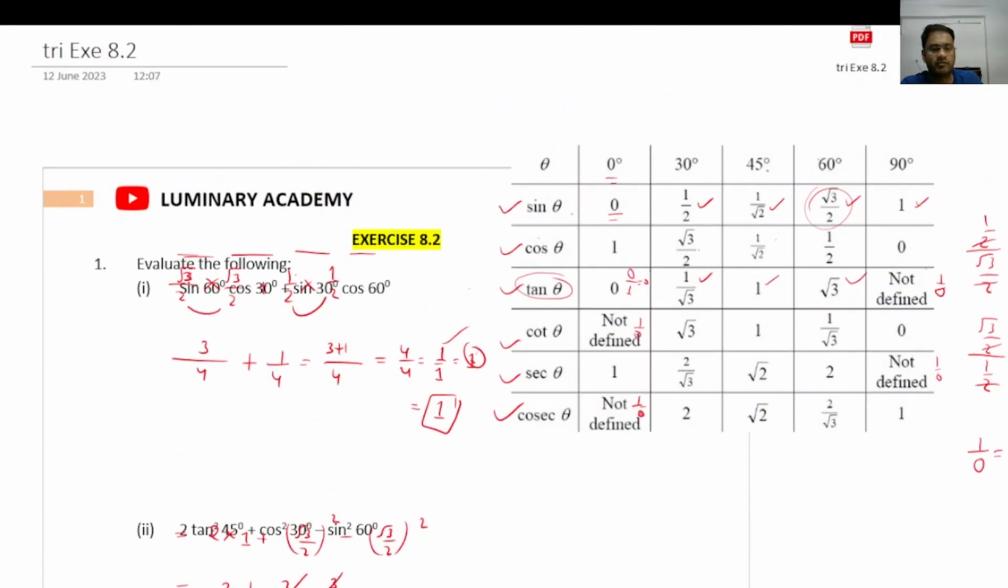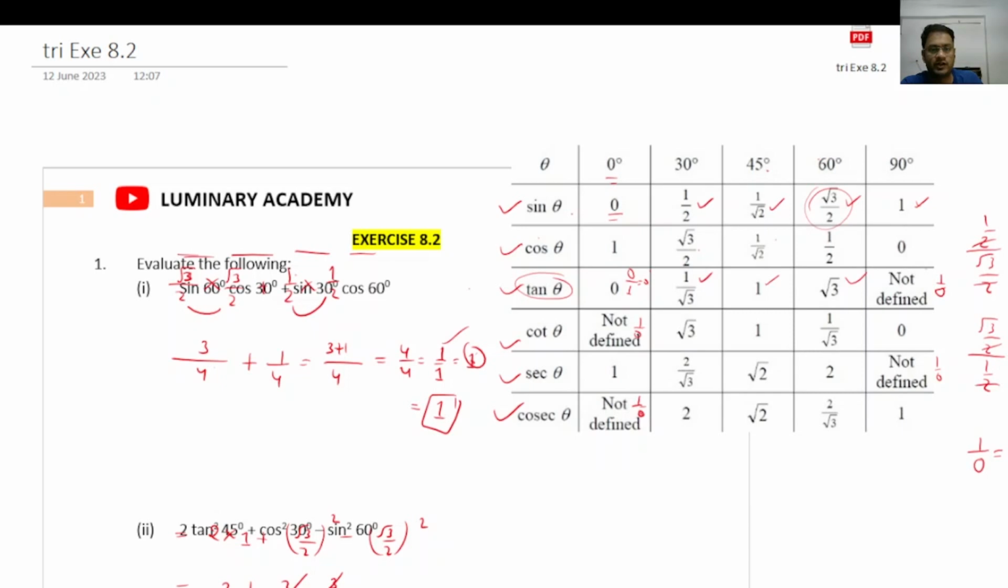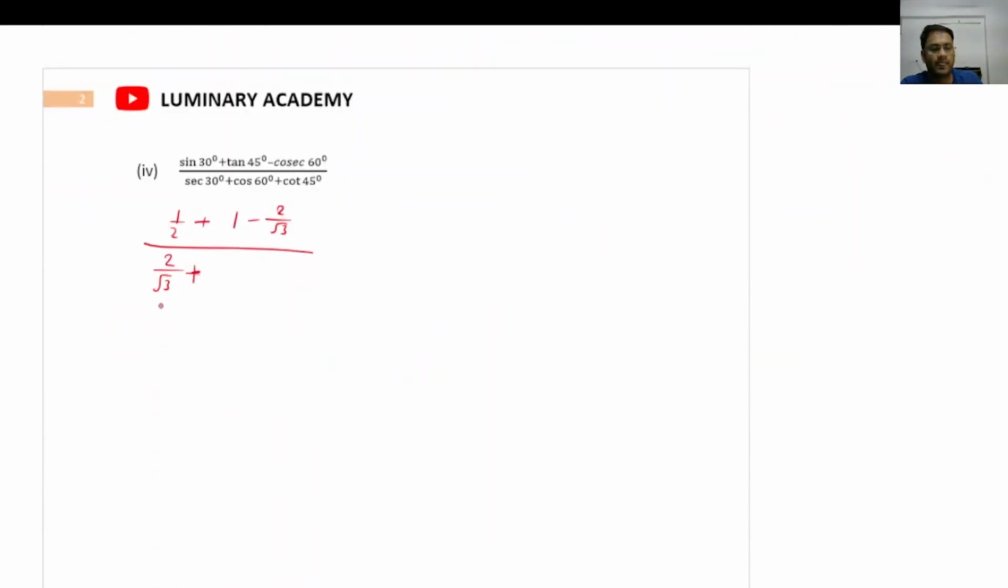Cot 45 I think it will be 1 and cos 60 I think it is 1/2. So 1/2 plus 1, right. I have put all these values by seeing the table, okay.